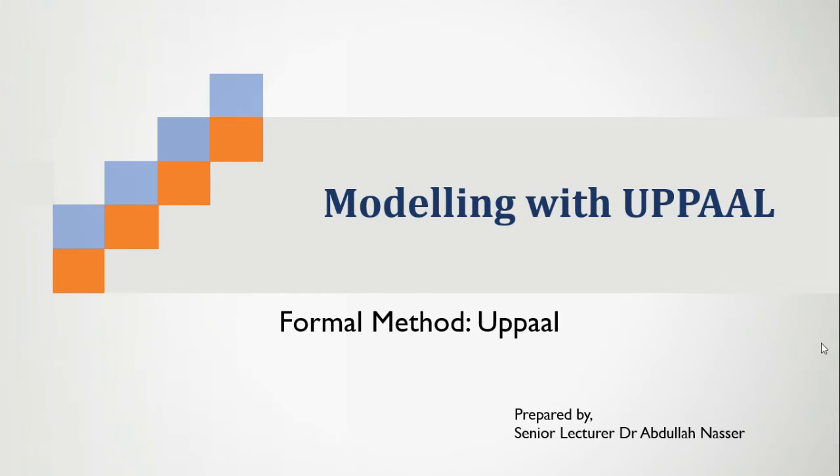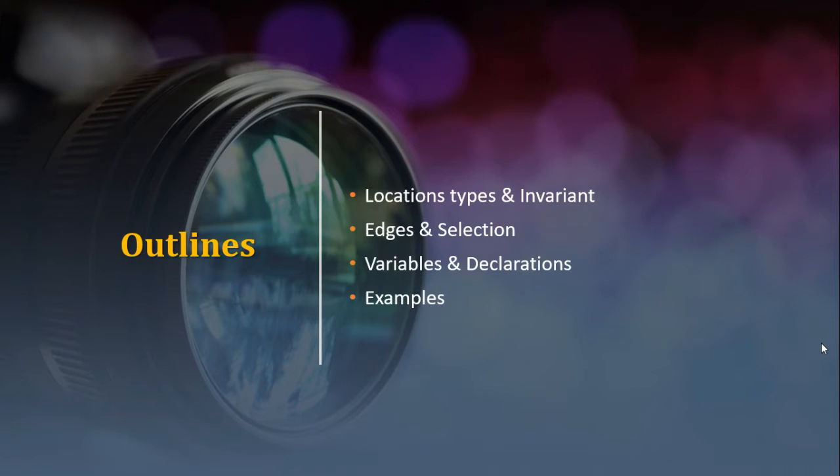Welcome to this tutorial. Today we'll continue our series in modeling with Uppaal. So today we'll go for more details on how to model using Uppaal. We will learn the different types of locations and how to write the invariants in the locations, also the edge and the selection of the edge variables, and how to declare the variables in Uppaal. And we end with some examples.